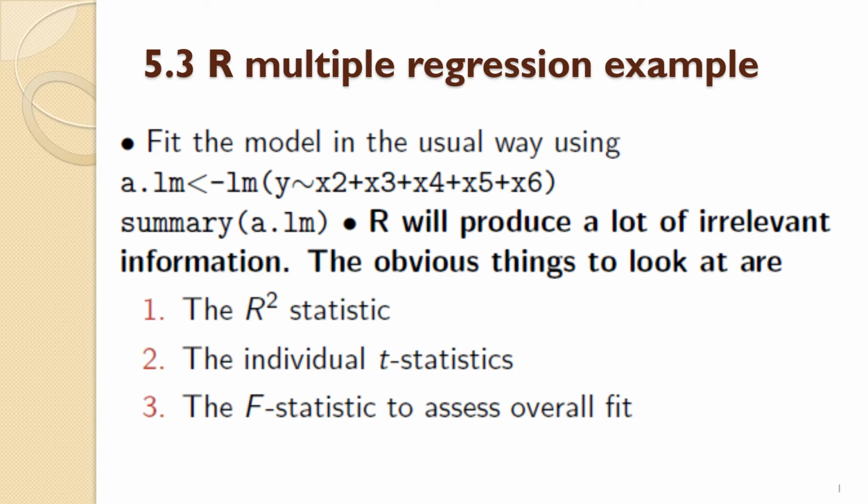Now, as with all these different software packages, R will produce a lot of irrelevant information. The obvious things to look at here are the R squared statistic, the individual T statistics, and the F statistic to assess overall fit. What you see here with a multiple linear regression example is there's more going on when you look at part 2, the individual T statistics, and part 3, the F statistic to assess the overall fit. It is possible that this F statistic calculated in part 3 may not tell you that much useful information, but as we will go through in the next lecture, the F statistic can actually tell you quite a lot in a slightly different context if you change the format of the test slightly.